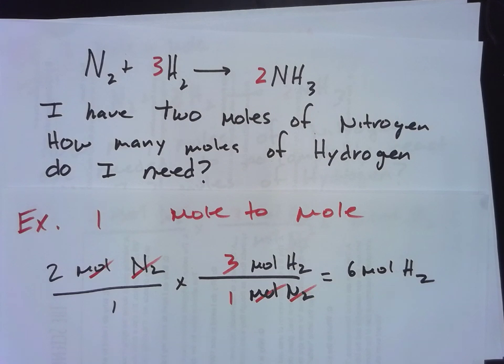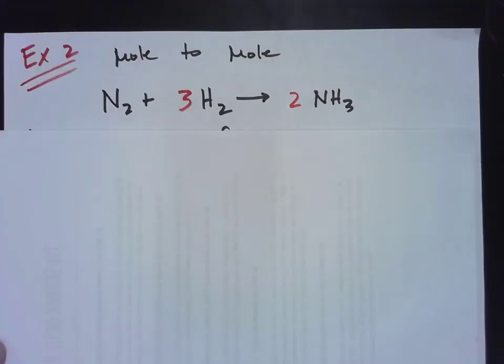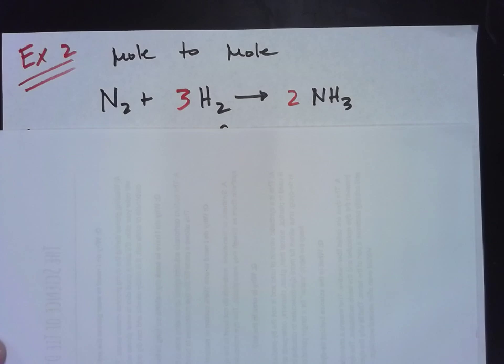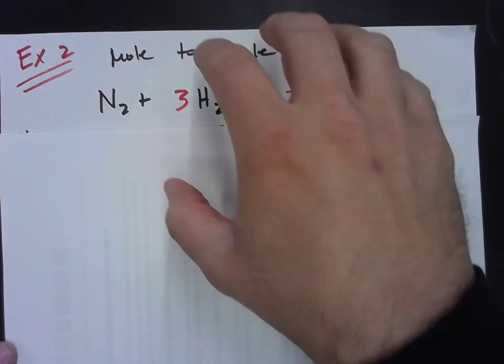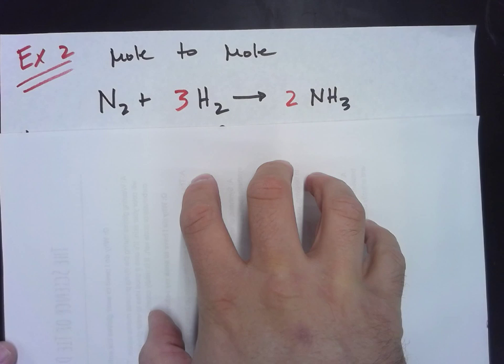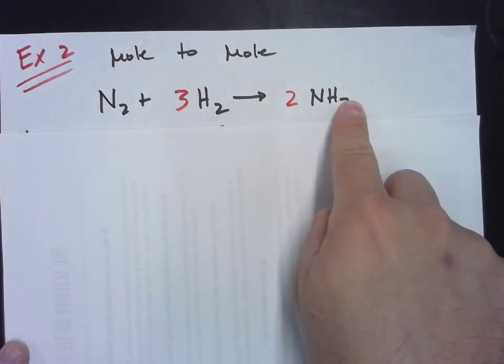Go ahead and copy this equation down again because we're going to use it for a new problem. Copy our recipe down for ammonia, and this is going to be example 2, mole to mole. Please write this underneath example 1. Don't try to reuse the same equation. It's going to get too complicated, too convoluted.